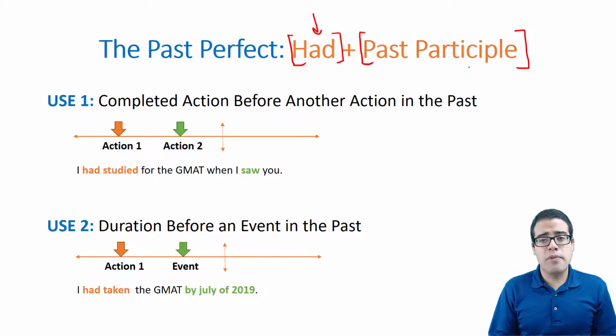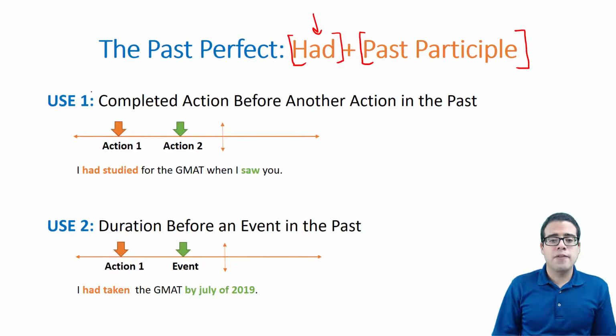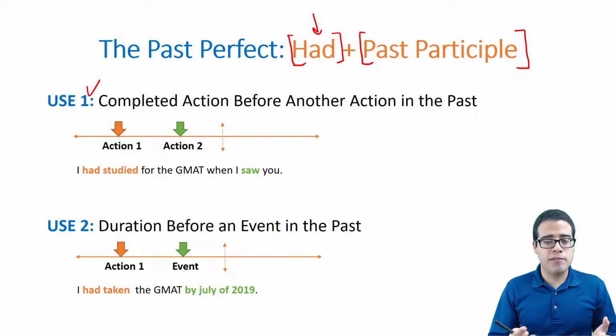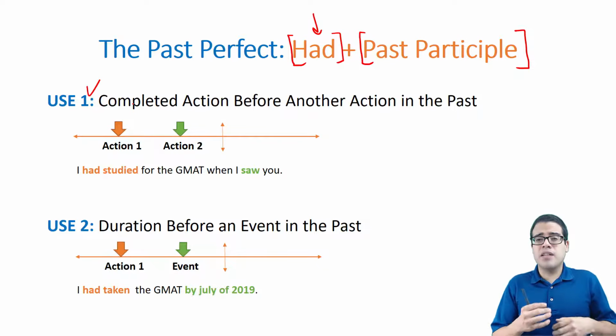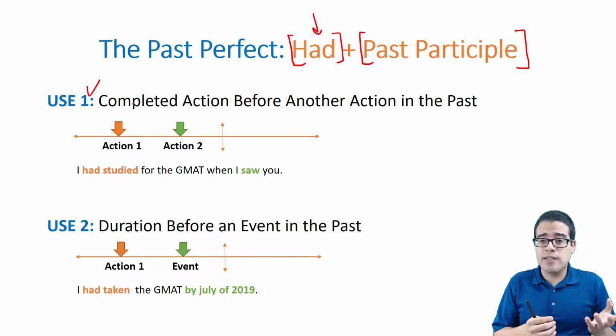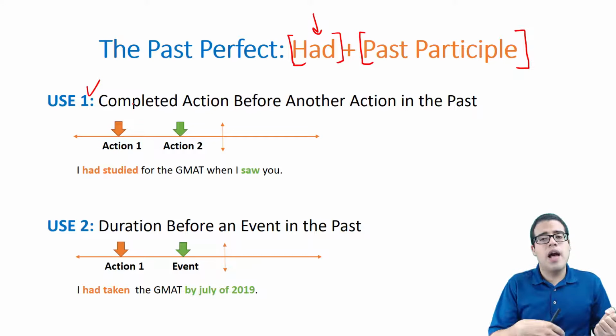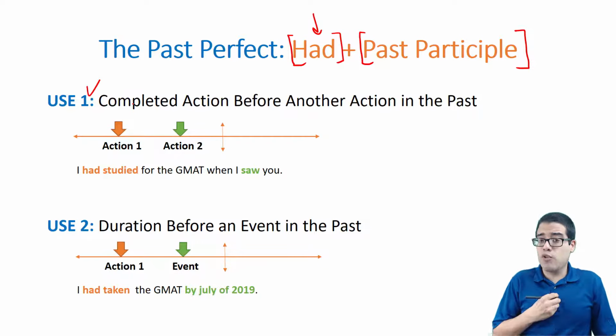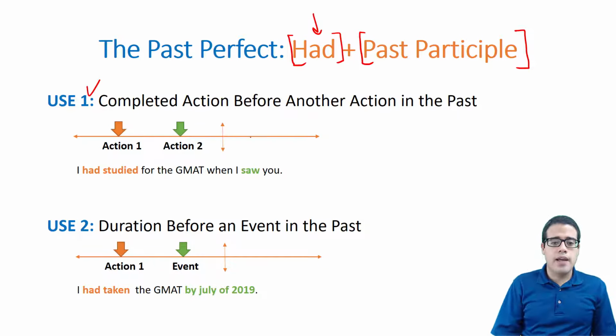The most common use, which is about 80% of the cases, is the first one. A completed action before another action in the past. In other words, the past of the past. That simply means that one action ended before another action in the past. As simple as that. For example, I could say, I had studied for the GMAT when I saw you.